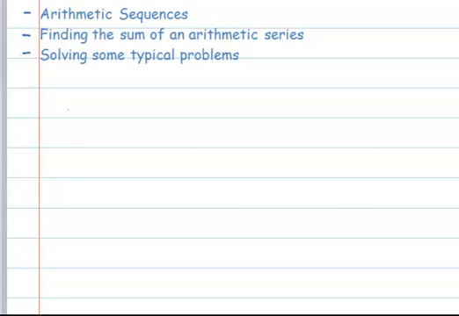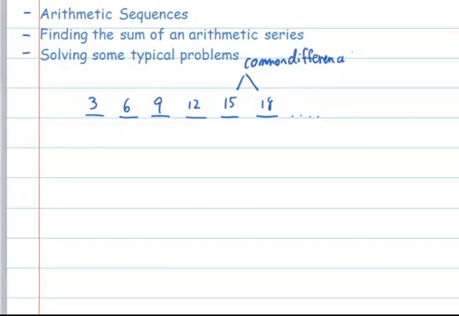So, getting right into it, an arithmetic series is one where if you look at the terms of the sequence, they all increase by the same amount. For instance, 3, 6, 9, 12, 15, 18, and so on. They're all increasing by what we call a common difference. And in this case, the common difference, which we denote as d, is equal to 3.